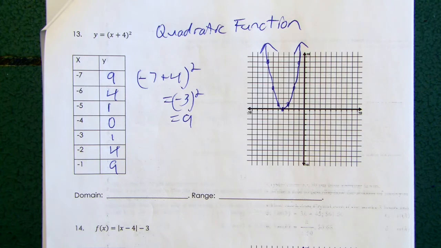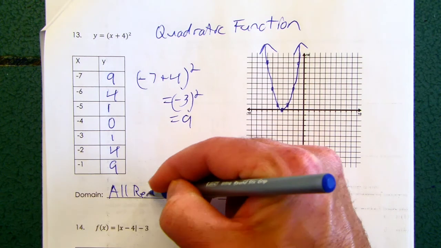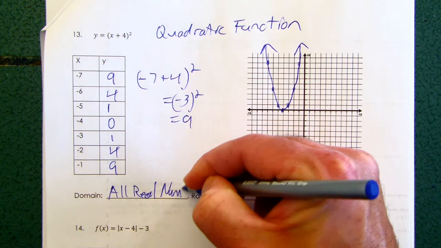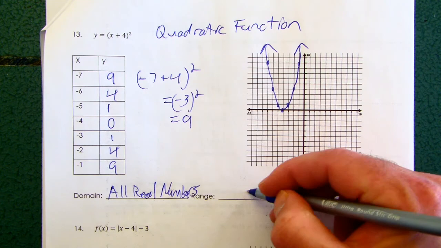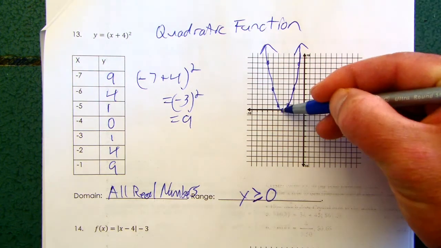All right, so there's our graph. Domain, again, our domain's going to be the same for all these: all real numbers. And my range, my y values, are all greater than or equal to 0. The smallest y value I have, I come down, get to 0, go back up.